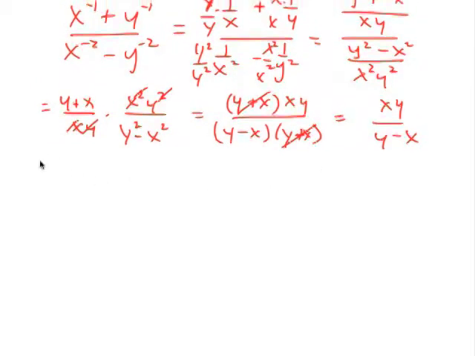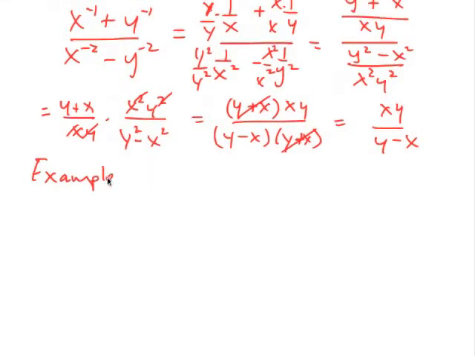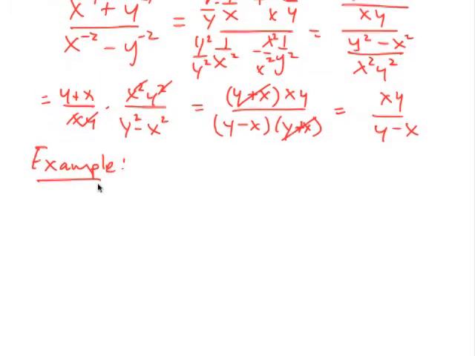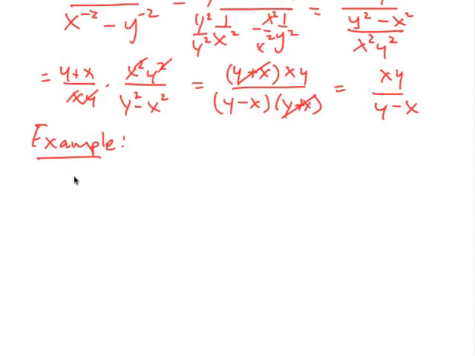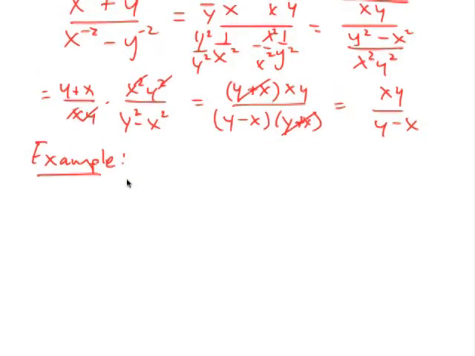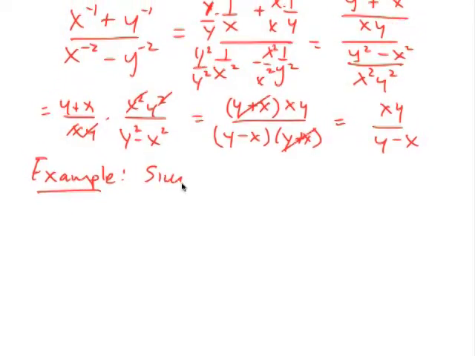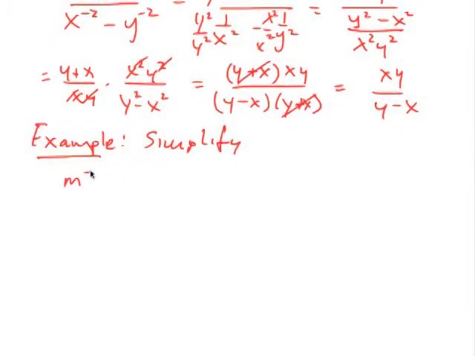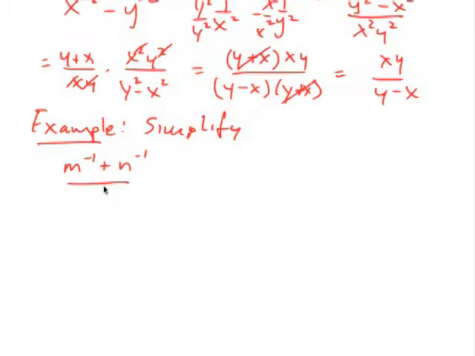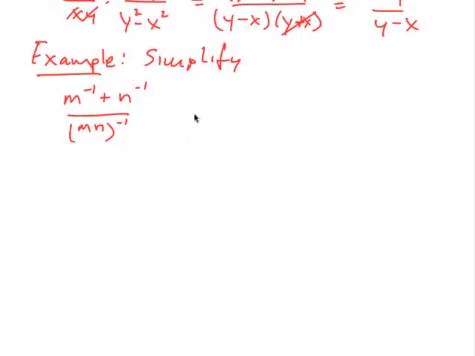Well, what if we have something like this? So here's another example. Let's suppose that we have something like, simplify m to the negative 1 plus n to the negative 1 over mn to the negative 1.